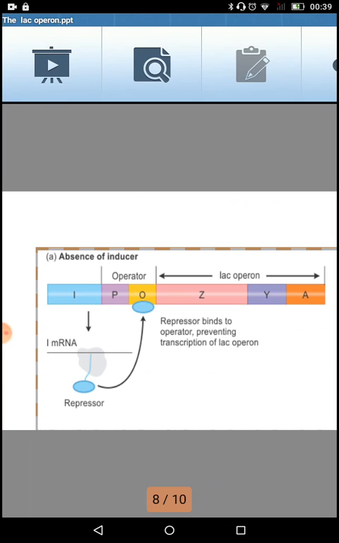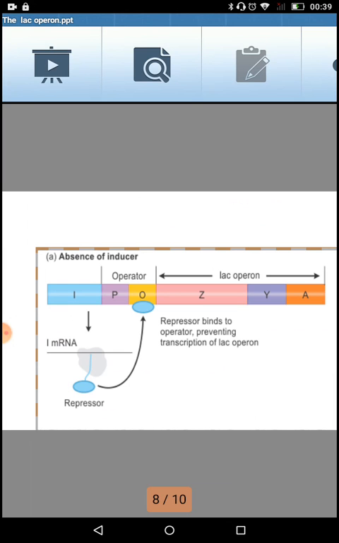I, that is the regulatory gene, will synthesize messenger RNA. Messenger RNA will synthesize a repressor protein. But here, now no one is there to stop this repressor protein, which has a tendency to go and bind with the operator. So, repressor protein will go and bind with the operator.